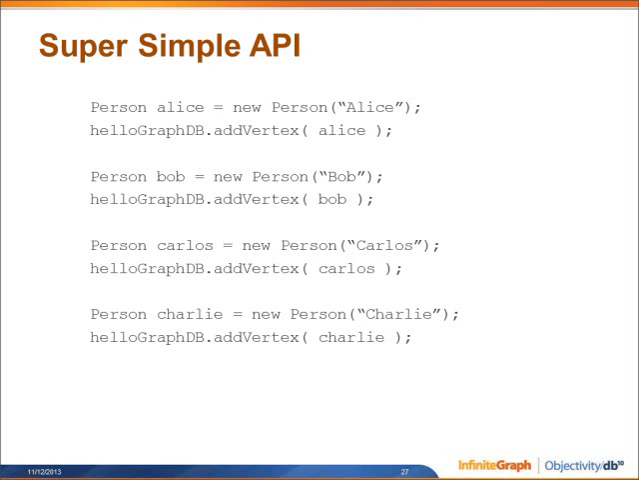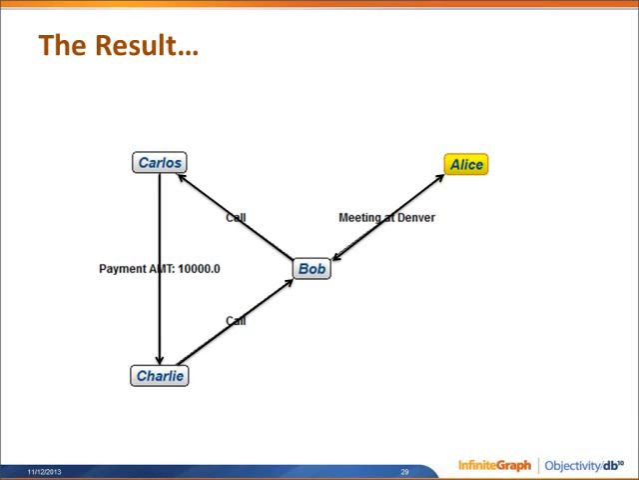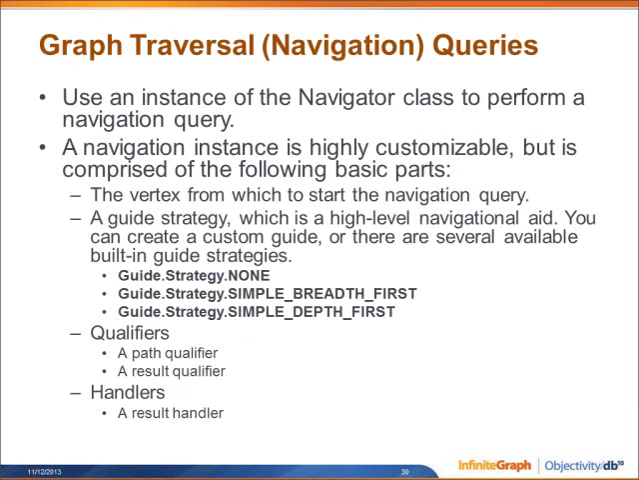The key between vertex and edge objects is that vertex objects extend our base vertex type, and edge objects extend our base edge type. So when that is visualized, you have Carlos paying Charlie, you have Charlie paying Bob, you have Bob calling Carlos, and you have Alice meeting with Bob. So it's a pretty simple graph.